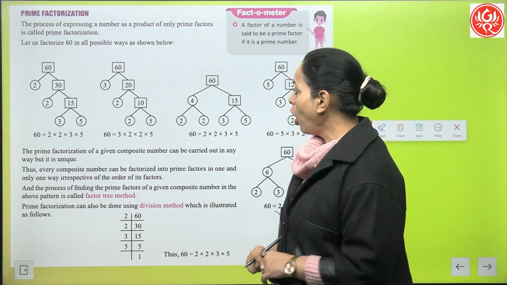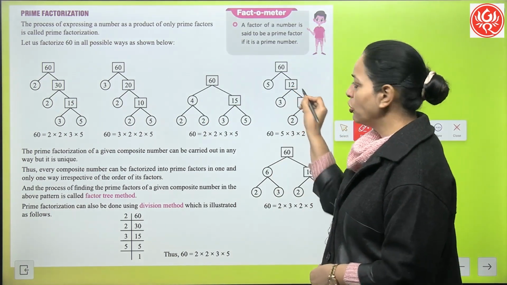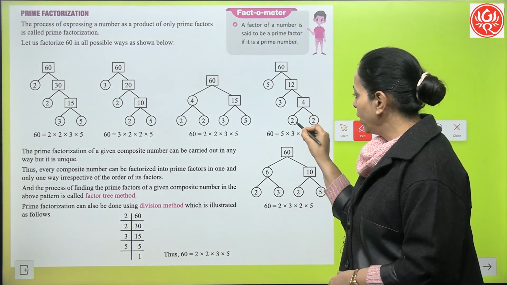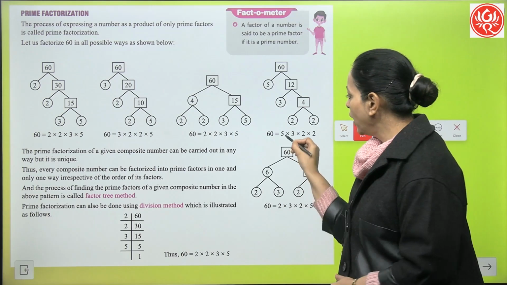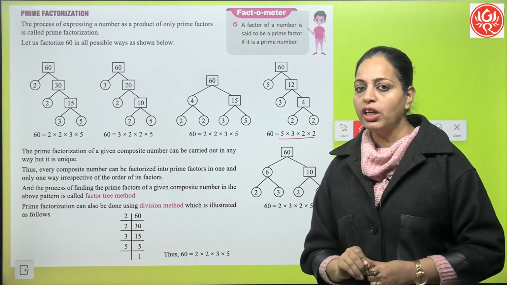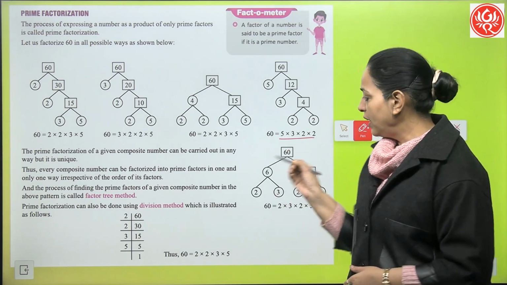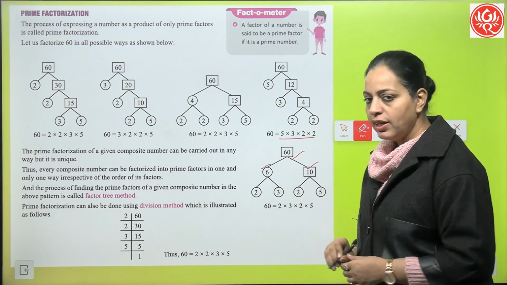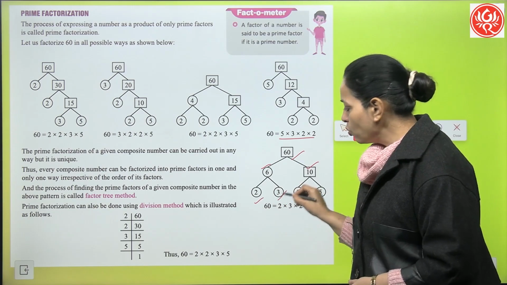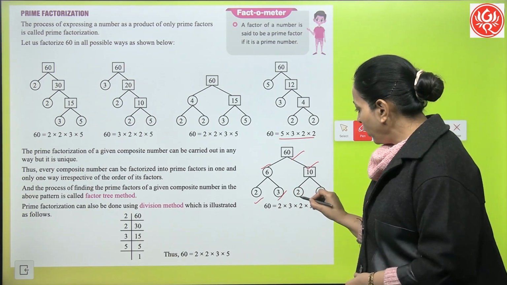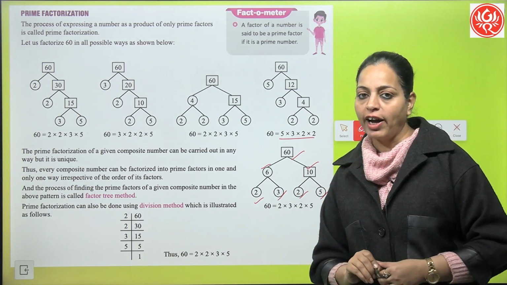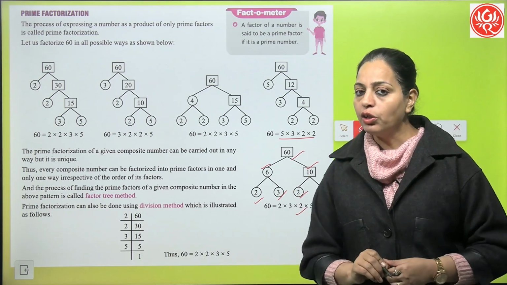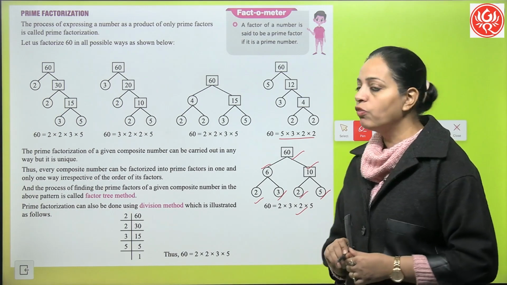Okay. Now how can we write 60, like 5 into 12. So 12 is 3 into 4. Then 4 को हम break कर देंगे 2 into 2. So what are we getting? 5 into 3 into 2 into 2. The next way, how can we write 60? 6 into 10. 6 को break कर देंगे 2 into 3 and 10 को break कर देंगे 2 into 5. Now all are prime numbers. So how can we write? 2 into 3 into 2 into 5.